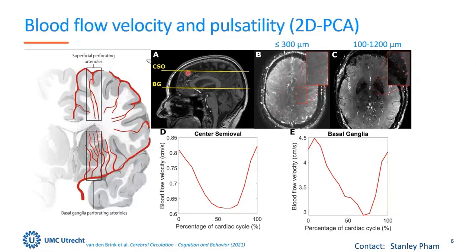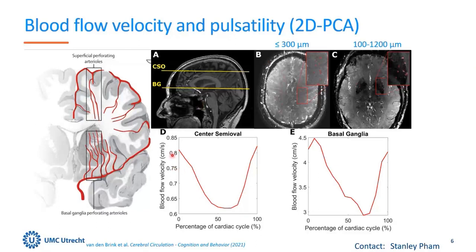Here in image A, you see a T1 weighted image where I've highlighted the planning of these two slices. Now, what's fascinating here is that, especially in the slice of the centrum semiovale, which is image B here, these arterioles are probably the size of a few hundred microns. And we're able to detect these using 7 Tesla and the phase contrast sequence. Not only can we detect these, we can also measure the blood flow velocity and the pulsatility of the blood flow velocity in those arteries.